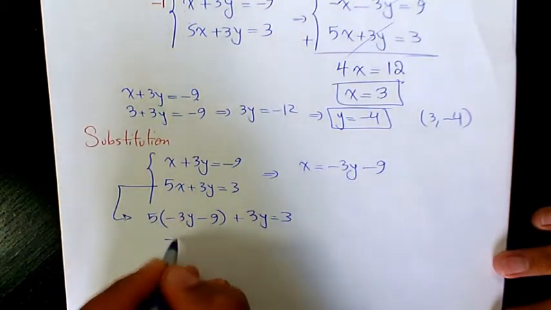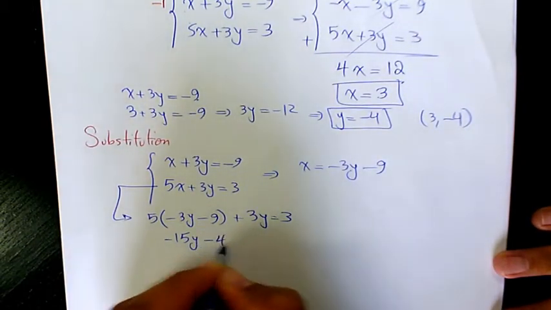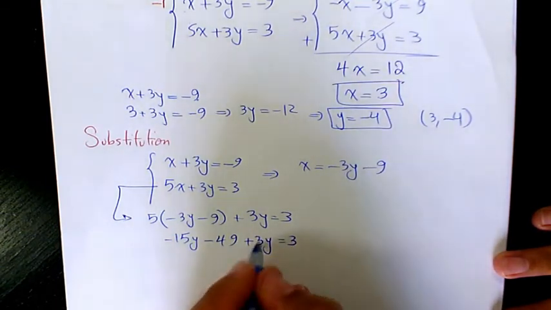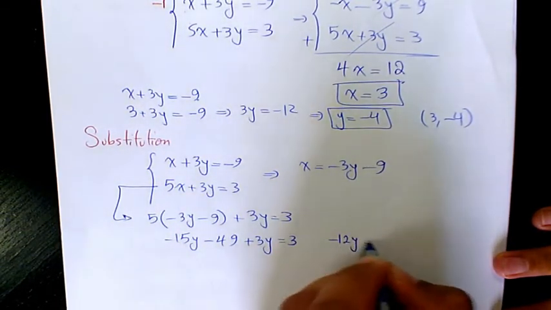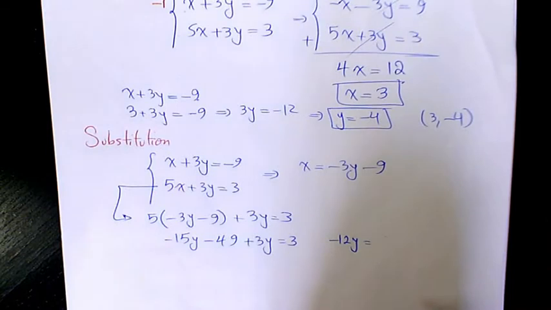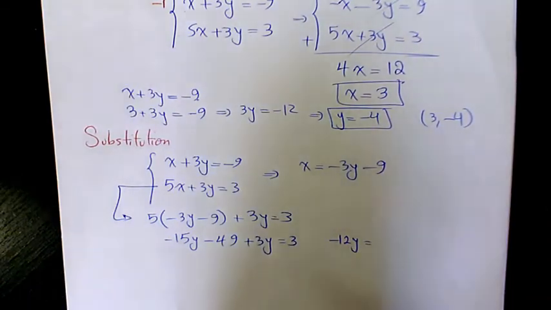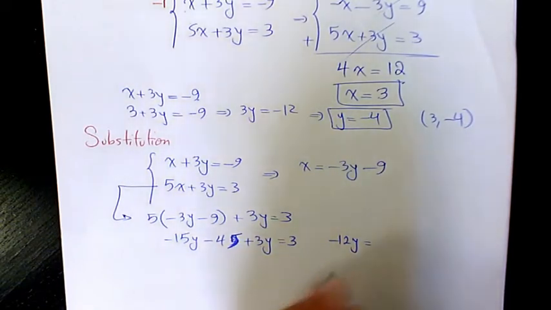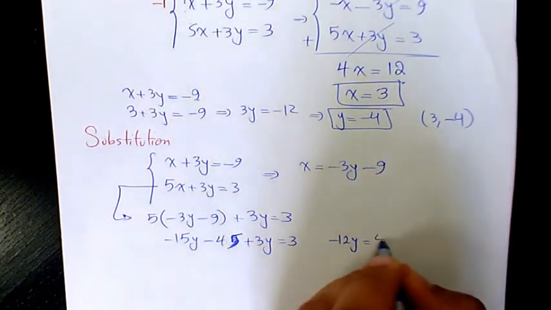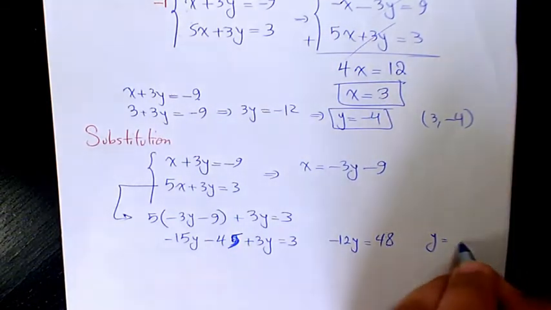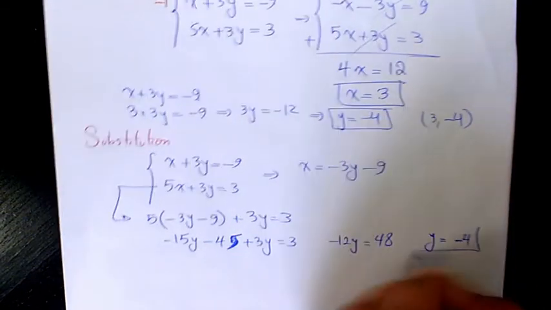So negative 15y minus 45 plus 3y equals 3. So that's going to be negative 12y. That's 5 times negative 9 is negative 45. I made a mistake. So negative 12y is going to go to the other side. It's going to be positive 48. So y will be 48 divided by negative 12, which is negative 4.